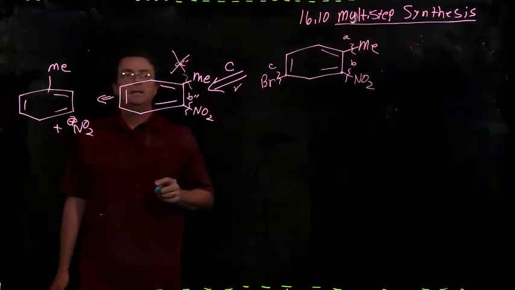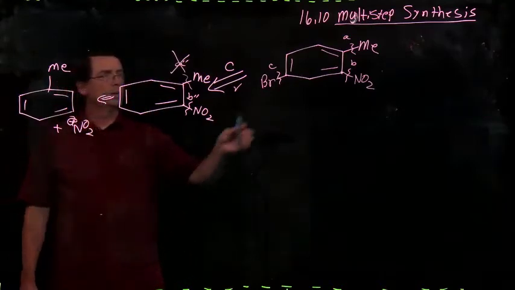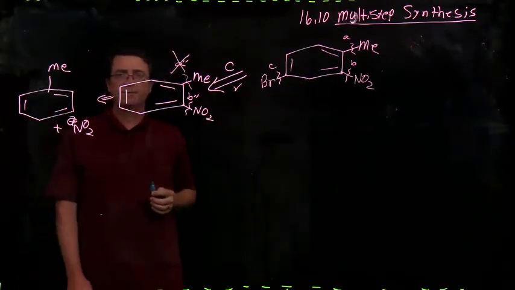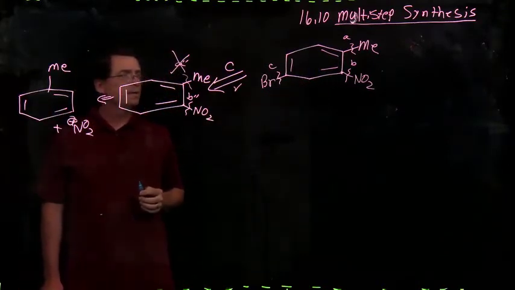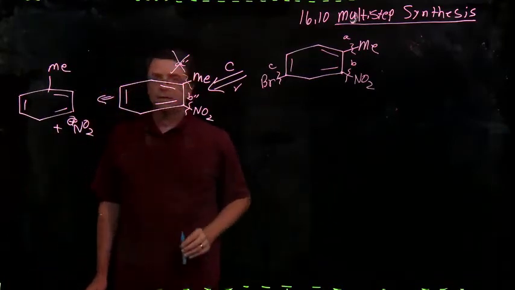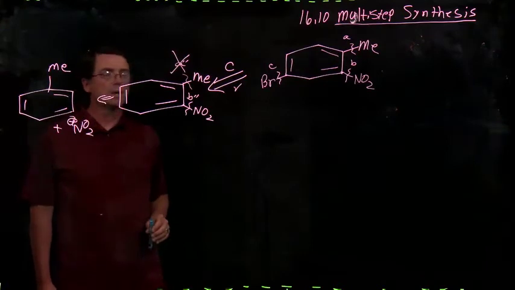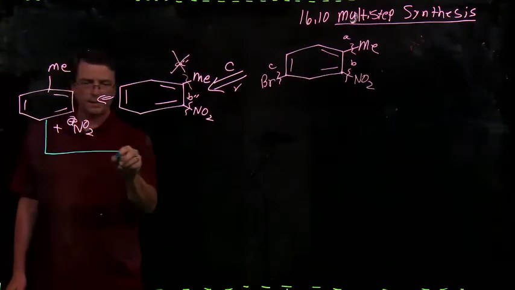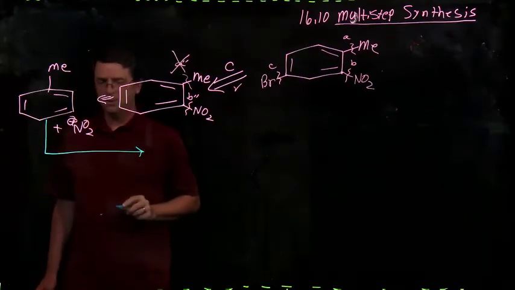All right, multi-step synthesis. Now, we worked out a retrosynthesis, and I've left one of our retrosynthetic pathways up here so that we can then work in the forward synthetic reaction. The other one, which is in the other video, you should take and work out on your own. So, now, how do we effect nitration of toluene?